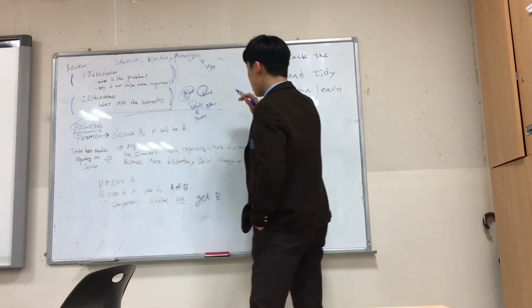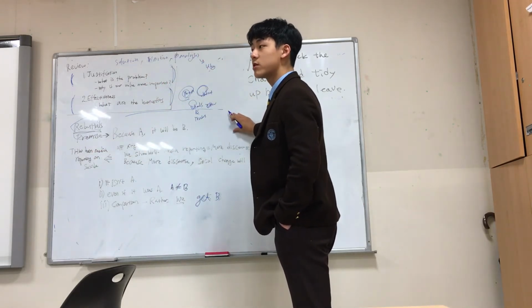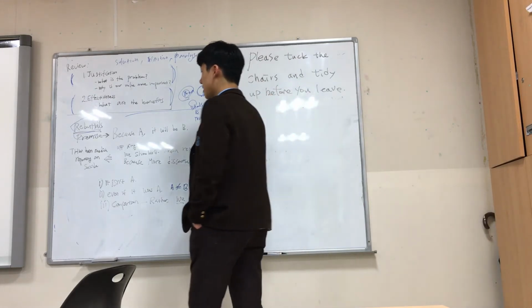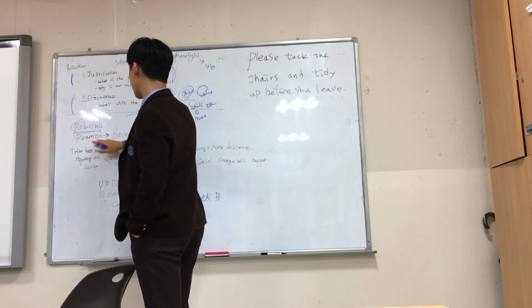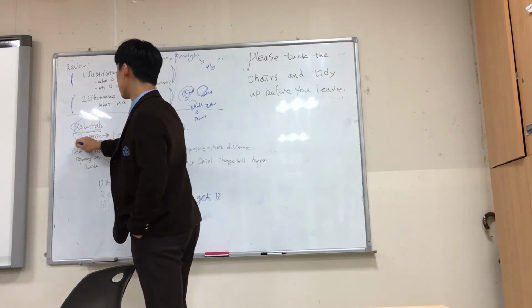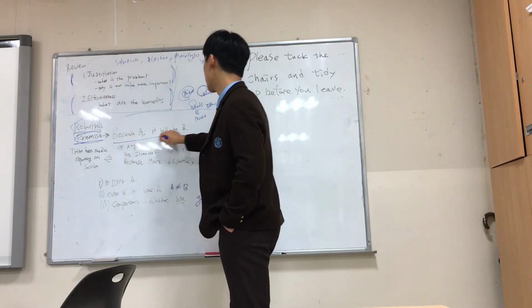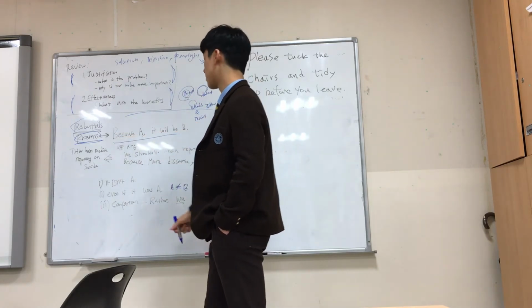So when we are rebutting an argument, we first need to know what an argument is going to look like, right? So when you look at every argument, it's going to be like this. First, there's going to be a premise, and then that person will say, because A, it will be B. So let's take an example, for instance.